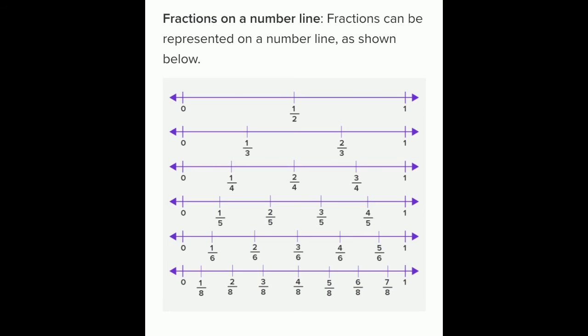Fraction on a number line. Fractions can be represented on a number line as shown below. When you divide into 2 parts, then the half will be 1 by 2. When you divide into 3, then 1 by 3, 2 by 3. Similarly, you can see in the picture how in between 0 and 1 the parts are divided.